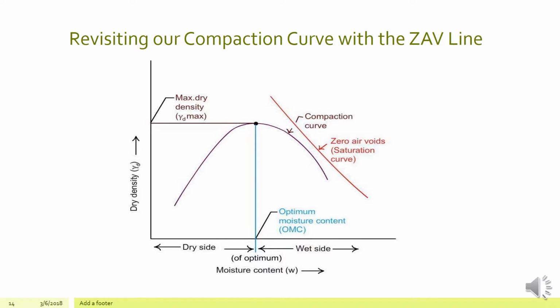So again, we revisit the compaction curve with the zero air voids line. We get the wet side. We have our line here, the saturation curve, and the compaction curve that we're looking at. And again, we've got our points, optimum moisture content, and so on.